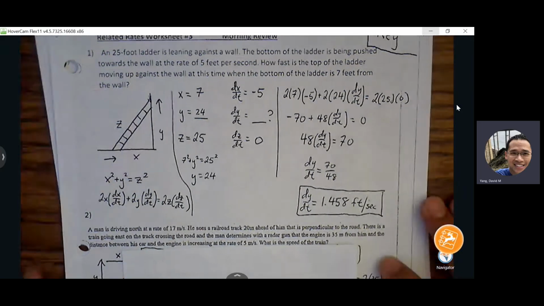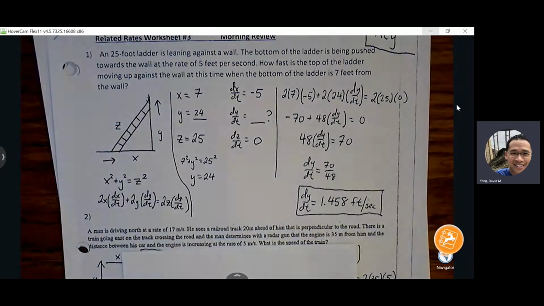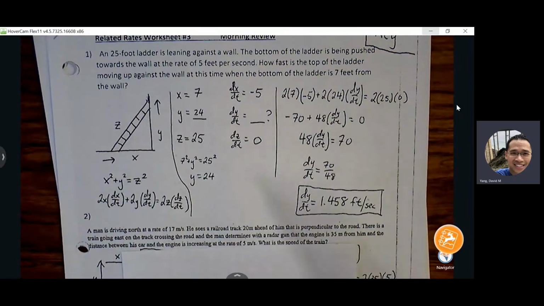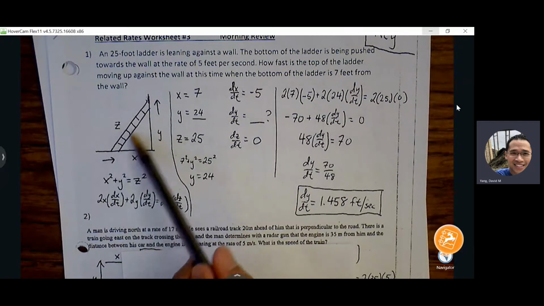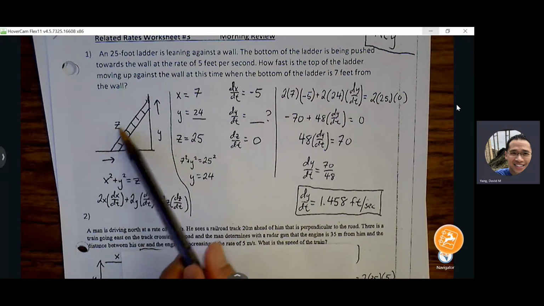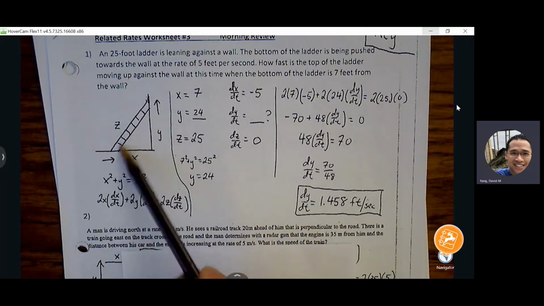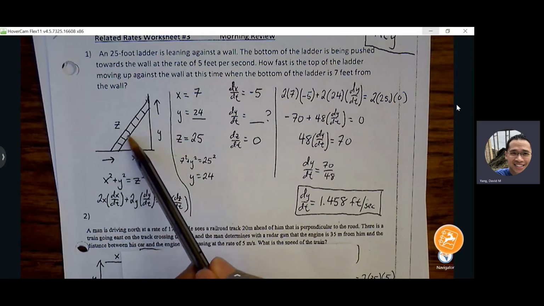Okay, number 2. Can I ask a question? Yeah. Why is dz/dt equal to 0? We're talking about the rate of change of the ladder. So this hypotenuse of a triangle is not going to change over time because of the property of this ladder. This ladder is going to stay 25 feet from the beginning all the way to the end of the problem.